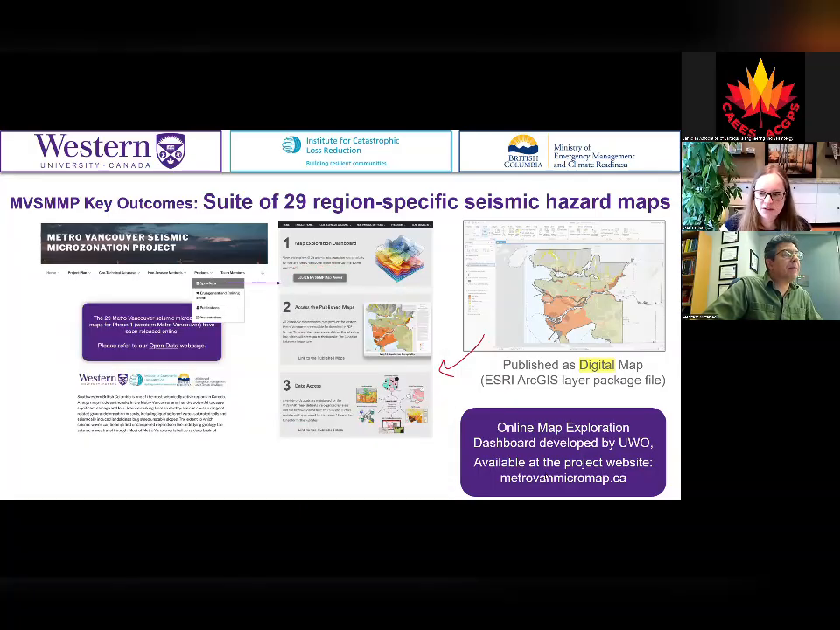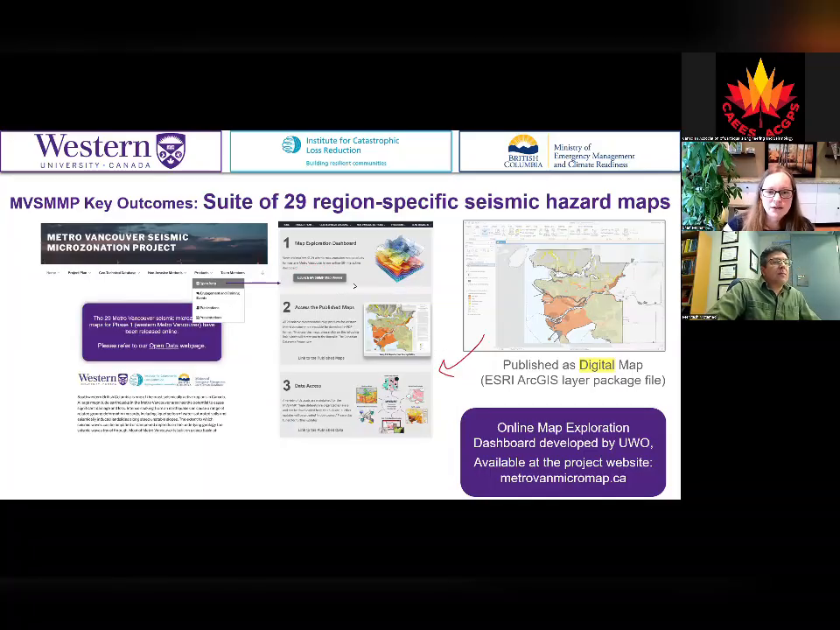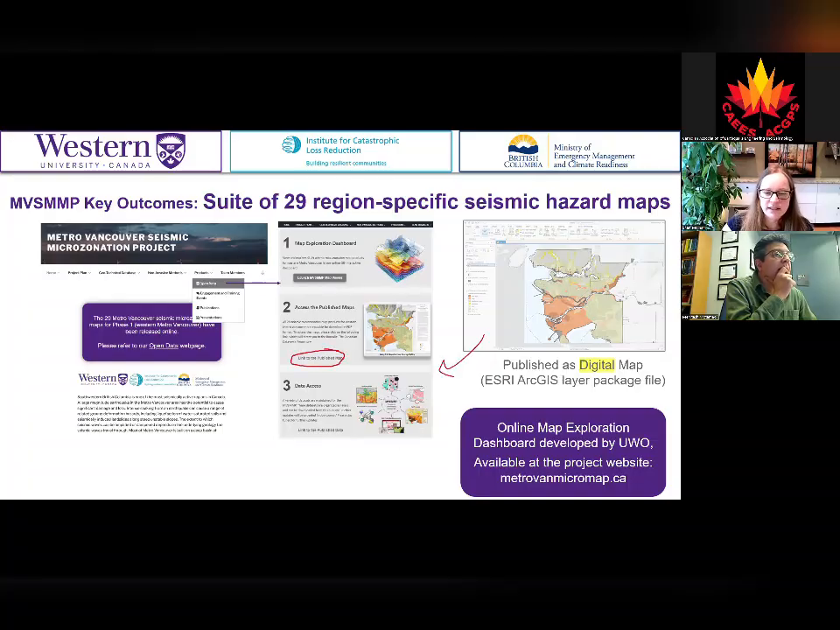So the project website is metrovanmicromap.ca. You would go to the open data portal, and then you can choose to launch the map viewer. Or you could click on accessing the published maps here. You could get to the link.